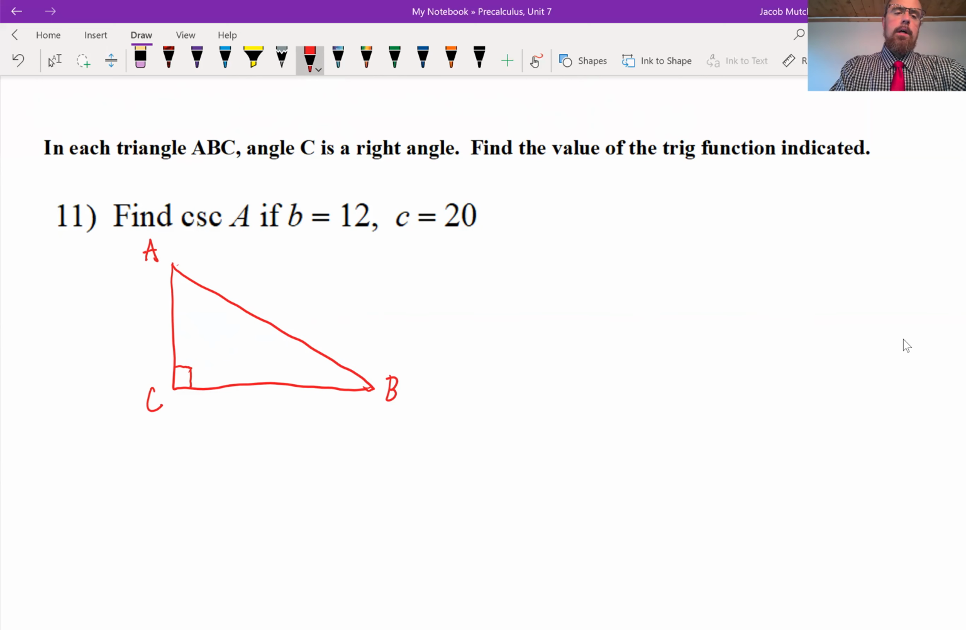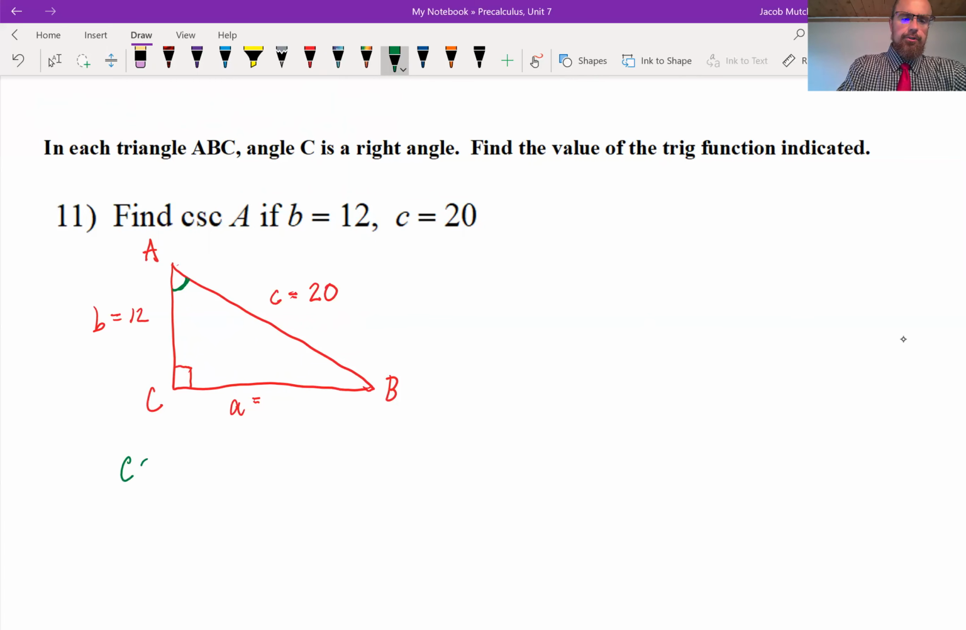And then I'm going to identify the sides. Opposite vertex C is side C, and we have that it's got a length of 20. Opposite A is side A, and that we don't know. Opposite vertex B is side B, and that has a length of 12. So I'm going to locate angle A. That's up here in the upper left. And we are trying to calculate cosecant.